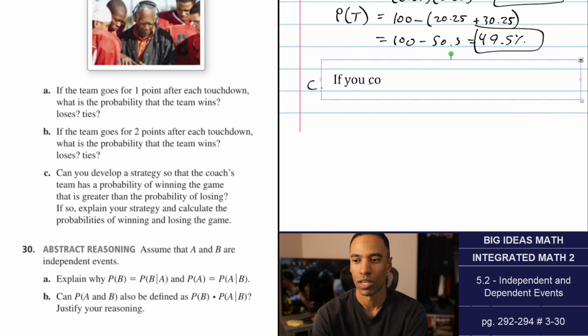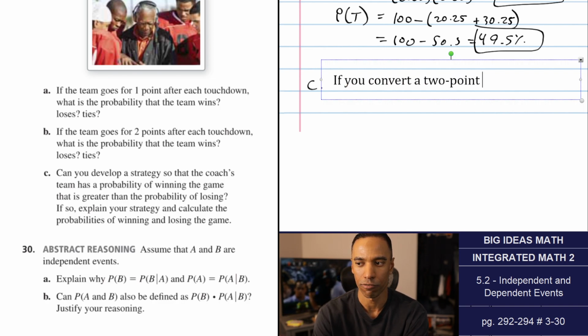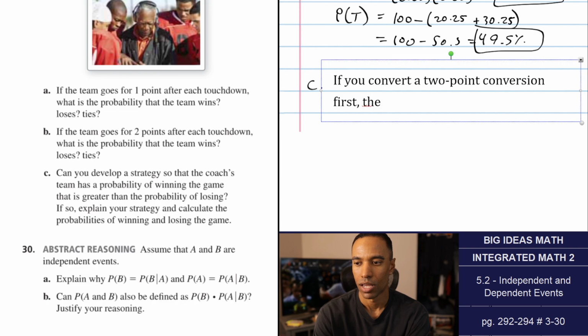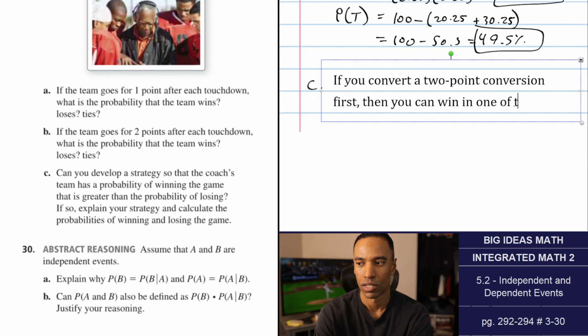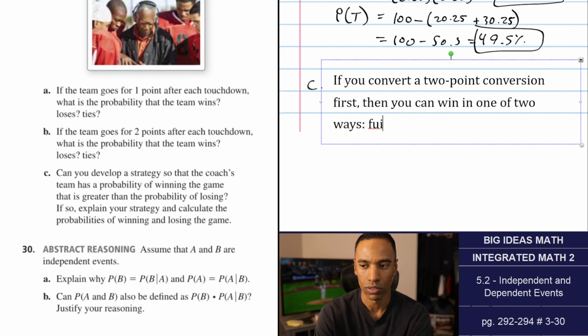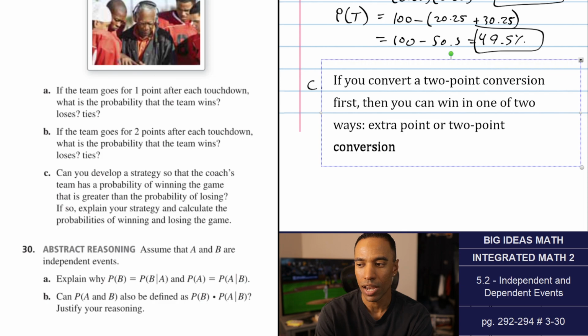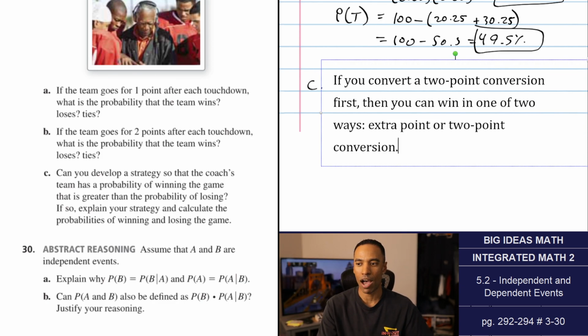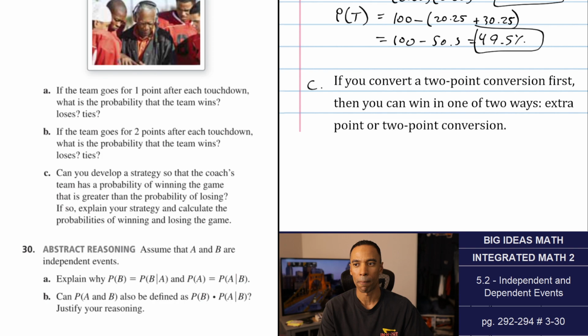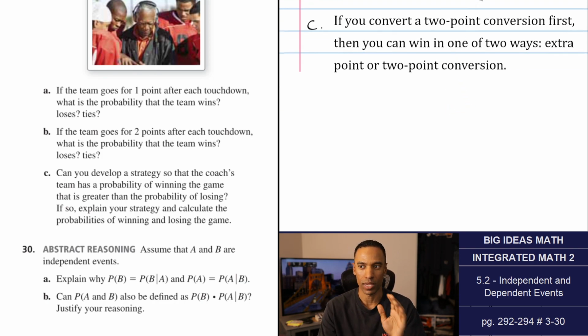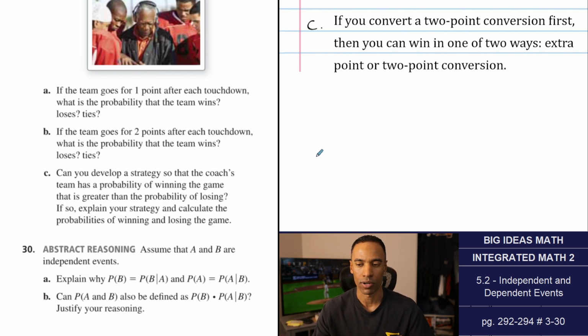If you convert a 2-point conversion first, then you can win in one of two ways, either with the field goal, extra point, or 2-point conversion. Now, would you prefer doing that 2-point conversion thing? Not necessarily, but given all the different outcomes, see, this goes back to that sample space thing. When it goes to all different outcomes of what you can do, you want to see which ones give you a win. So I almost feel like doing a tree diagram here and saying what you can do to win versus lose. Let's take a look at this.